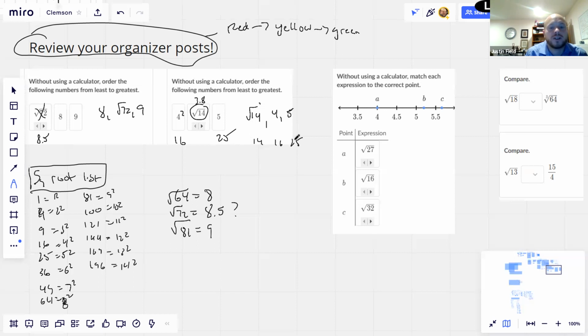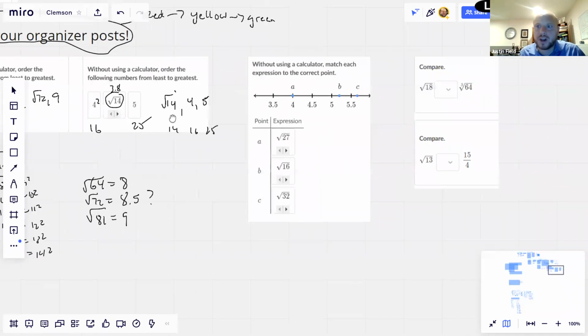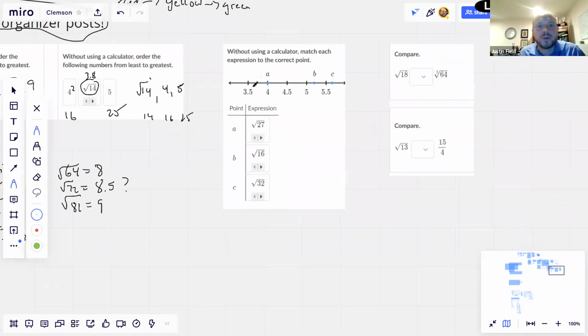5 squared is 25. Another way of thinking of it is the square root of 14 is less than the square root of 16. So it's got to be less than 4 because the square root of 16 is 4. All right, so if you want, you can post about that in the organizer and we will continue to talk about it in class. But let's move on here.